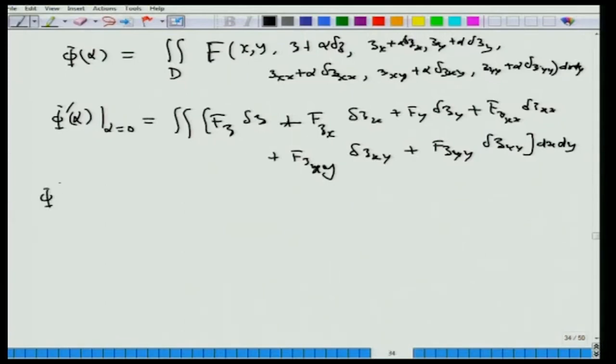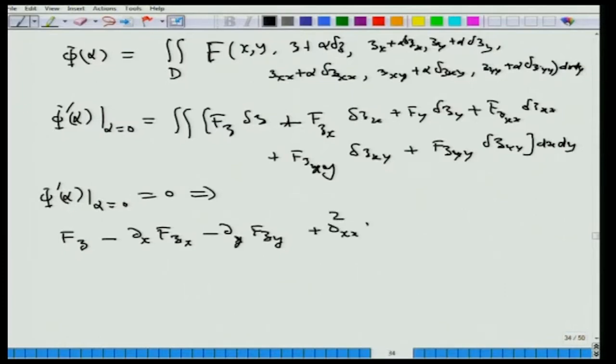So, here phi prime alpha at alpha equal to 0 equal to 0 will imply, we skip those steps here, just using those integration by parts formulas, f z minus del x of f z x minus del y of f z y plus del 2 x x of f z x x plus del 2 x y of f z x y plus del 2 y y of f z y y equal to 0. So, that is the equation we will get in this case. So, we take an example here.